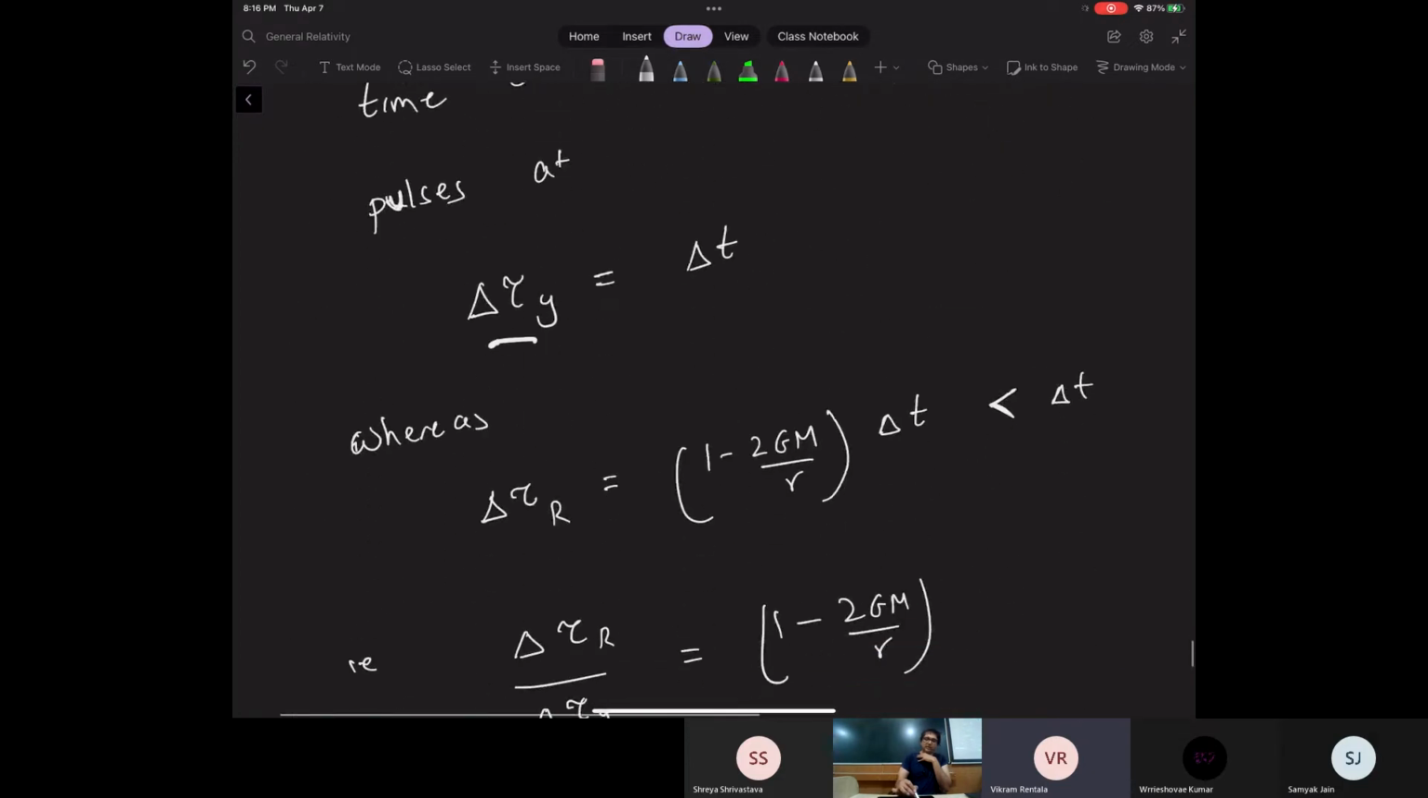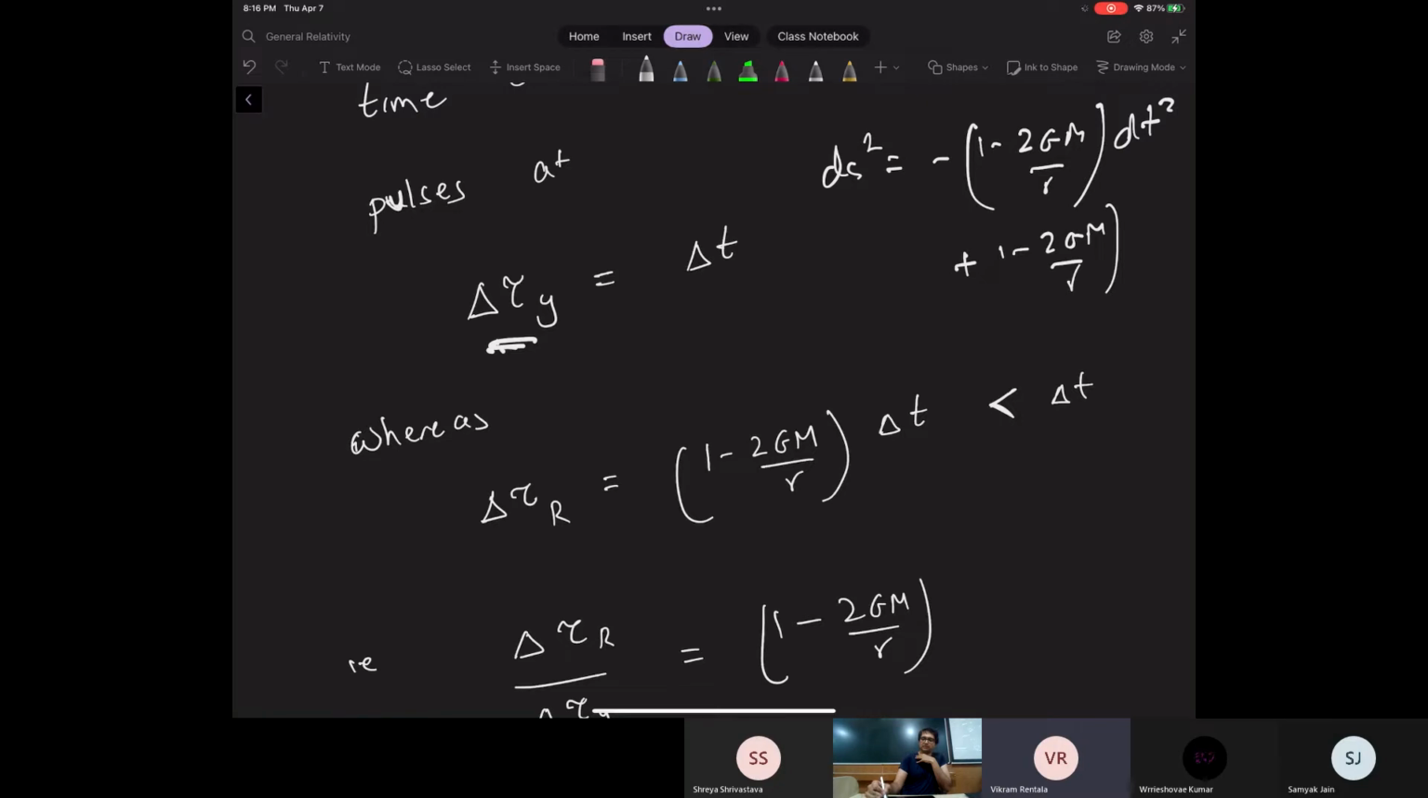So for you, delta tau will be, if you just look at your ds squared, it is minus (1 minus 2GM by r) dt squared plus (1 minus 2GM by r) inverse dr squared. Remember, this is an exact solution. If you are at fixed r, your r coordinate is not changing, your theta coordinate is not changing, your phi coordinate is not changing. All of these other terms are unimportant.